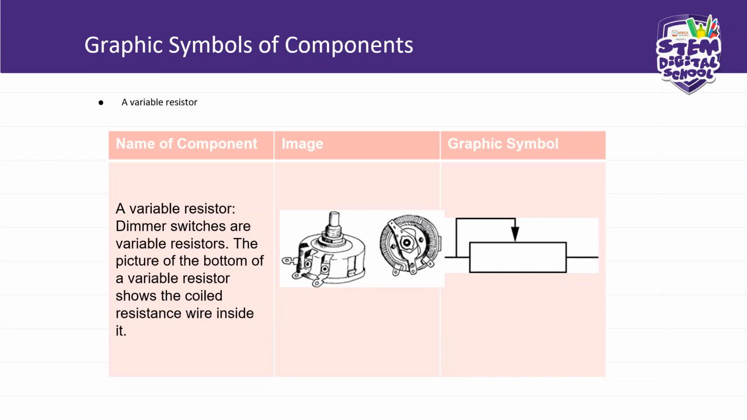So a variable resistor, for example, the dimmer switches. Some people have dimmer switches in their houses for the lights. If you want to adjust the brightness of the lights, you go to a variable resistor on the wall. It is round. You just adjust the brightness there. That is your variable resistor. Now this is how you draw your variable resistor. This is the symbol for your variable resistor. I'm showing you these symbols because we'll be working with them in our circuits soon.